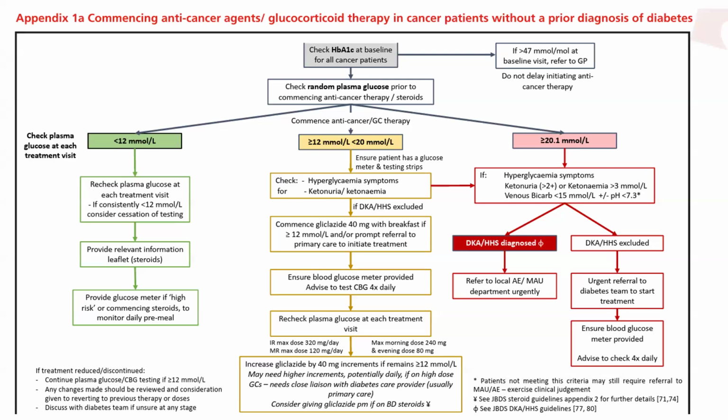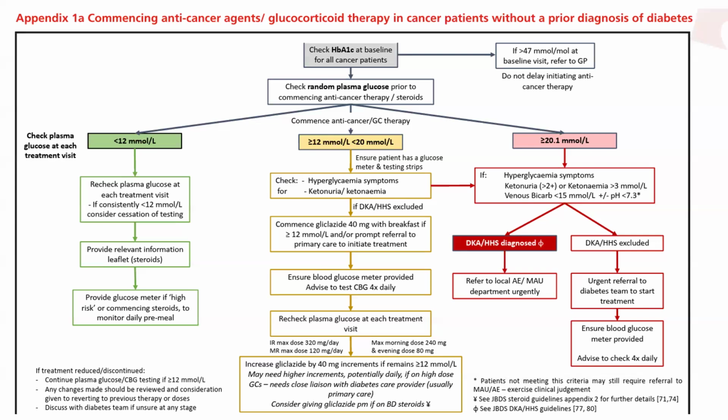Check for any hyperglycemic symptoms, ketonuria or ketonemia. In this case scenario, which was our patient, we commence gliclazide 40 mg with the breakfast if more than 12 millimole, and also prompt referral to primary care to initiate treatment. Ensure blood glucose is monitored 4 times per day. Recheck plasma glucose at each visit.